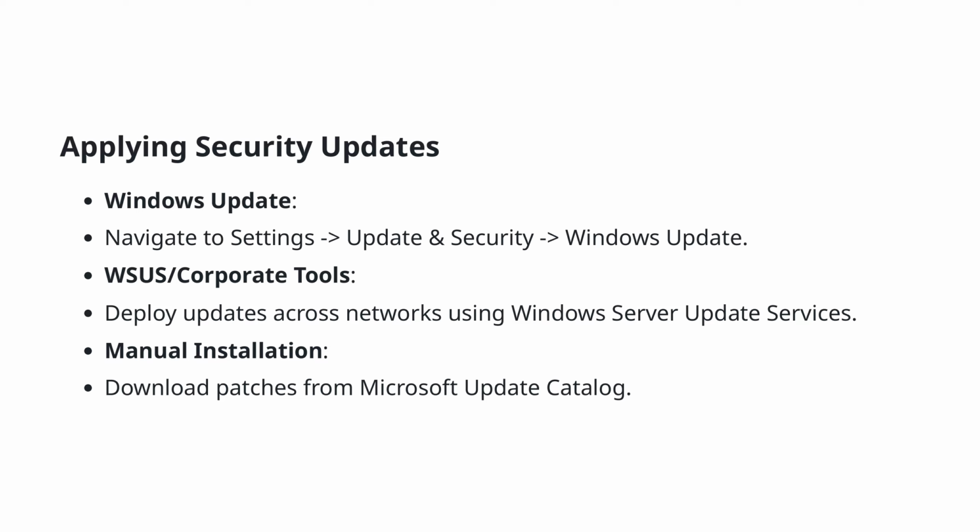There are several methods to ensure your systems remain up to date. For individual or small-scale updates, you can use Windows Update by navigating to Settings, then Update and Security, and finally selecting Windows Update. For larger networks, deploying updates efficiently can be achieved through Windows Server Update Services, WSUS, or other corporate tools, which streamline and automate the process across numerous systems.